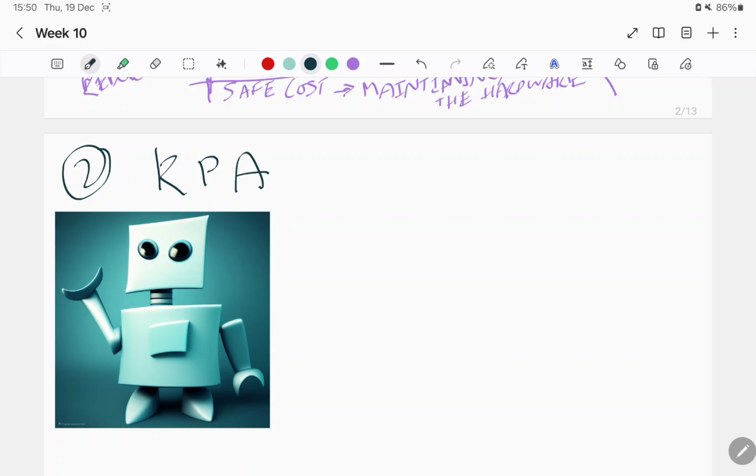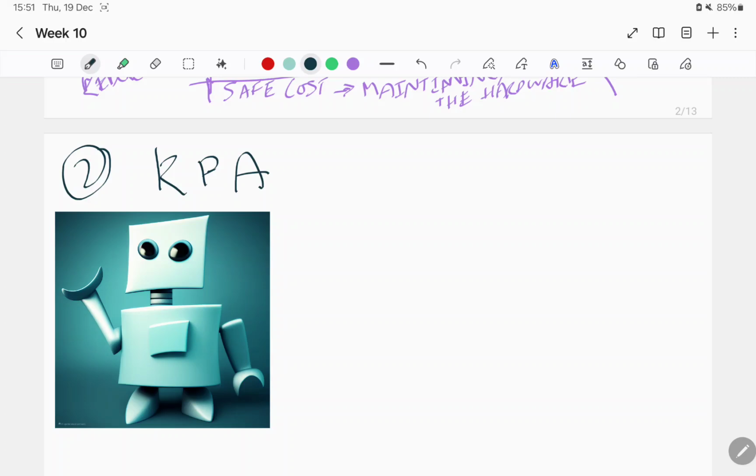Anyone know this term? Don't know. It is robotic. Robotic process automation. Correct. Give your friend a clap. Okay, robotic process automation. This is another emerging technology that we will look at.